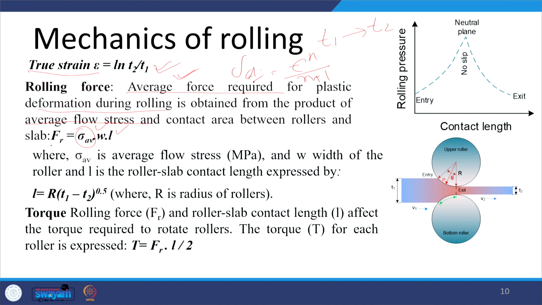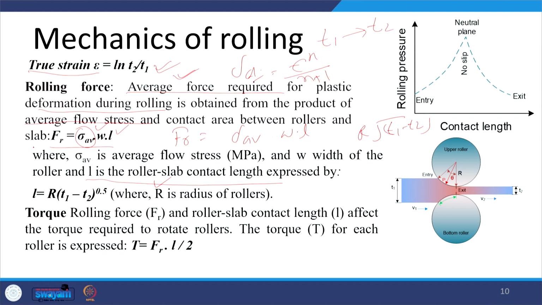So, the rolling force is obtained using Fr is sigma average into W, that is the contact area, and L. W is the width of the roller or the width of the sheet which is being rolled, and L is the slab-roller contact length, which is obtained from the square root of R into T1 minus T2 in the simplified way. R is the radius, T1 and T2 are the initial and final thicknesses respectively.